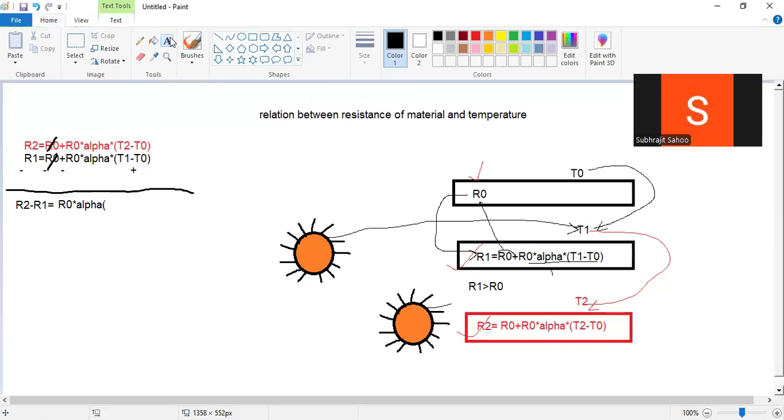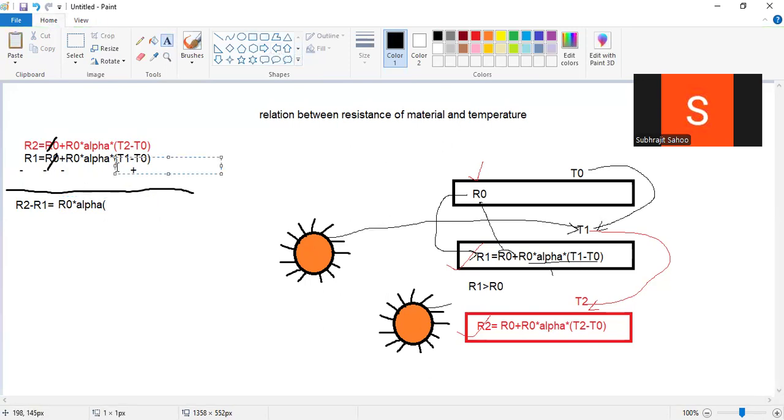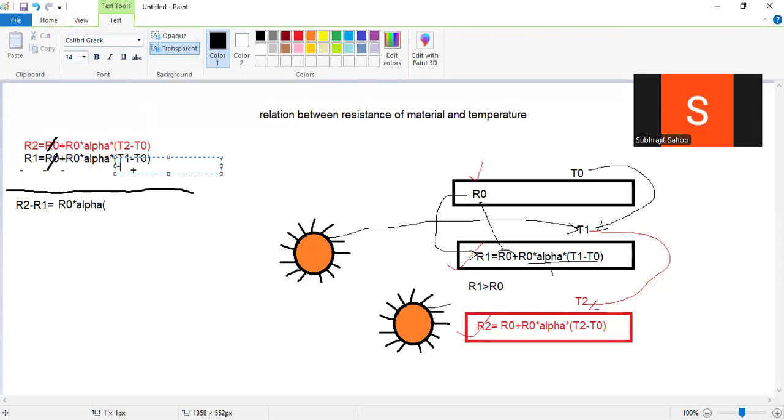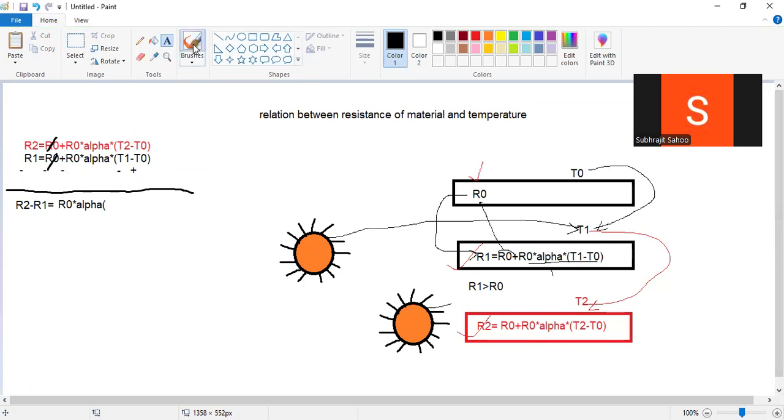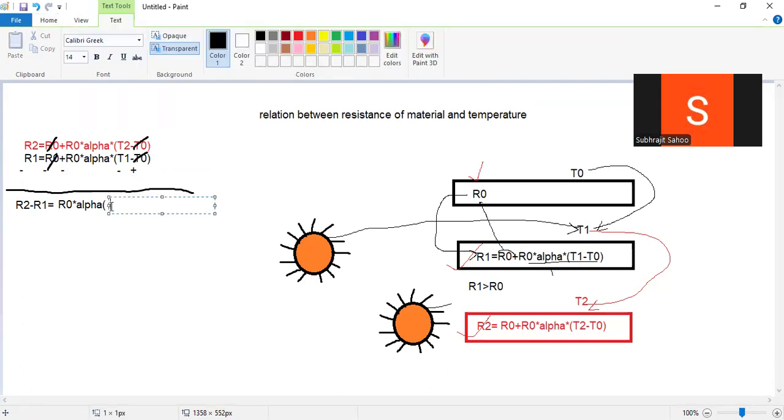Here I forgot to write. Here also my plus will come minus, right? And one more thing, here minus T naught and plus T naught get cancelled. Then what is the remaining result? T2 minus T1, right?